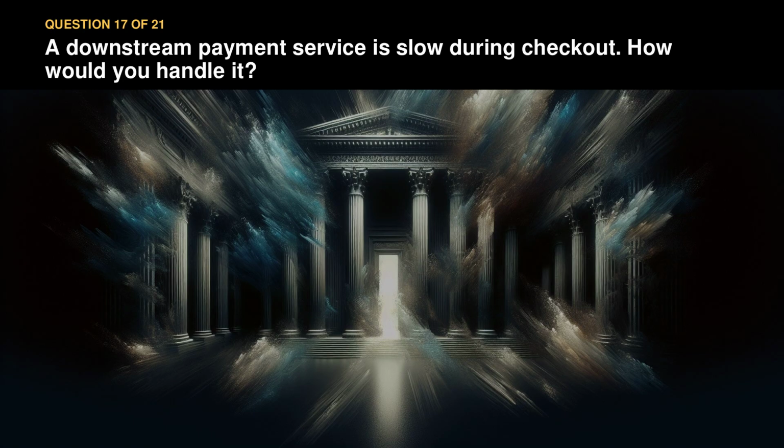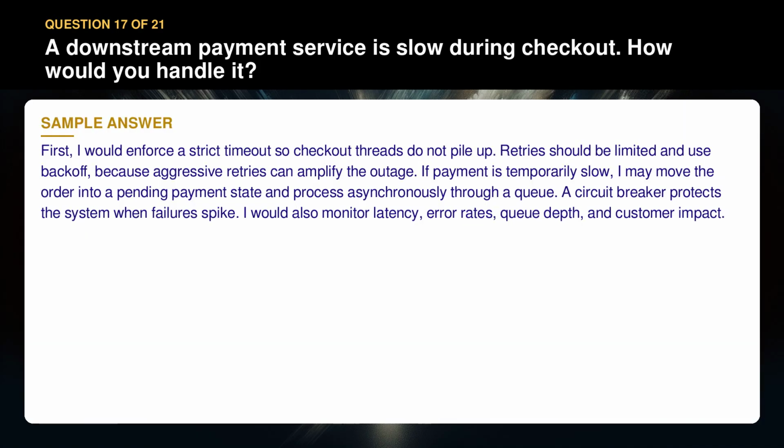Question 17. A downstream payment service is slow during checkout. How would you handle it? First, I would enforce a strict timeout so checkout threads do not pile up. Retries should be limited and use backoff, because aggressive retries can amplify the outage.